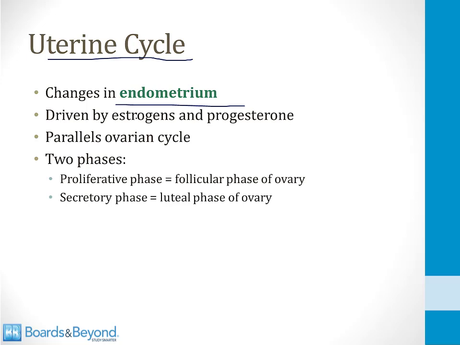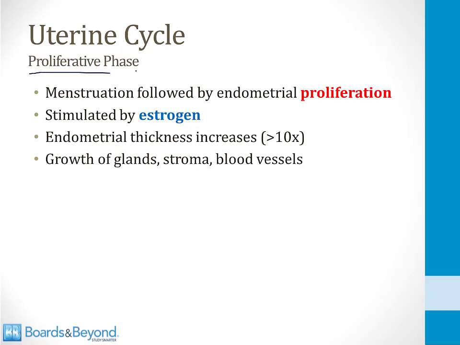The uterine cycle is driven by estrogens and progesterone, and it parallels the ovarian cycle, and it has two phases. The proliferative phase is analogous to the follicular phase of the ovary. It occurs prior to ovulation. The secretory phase is analogous to the luteal phase of the ovary. This occurs after ovulation. The proliferative phase of the uterine cycle begins after menstruation.